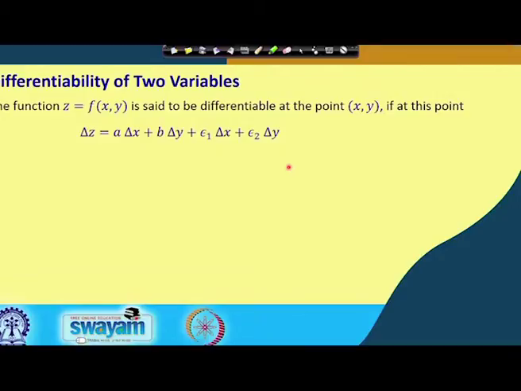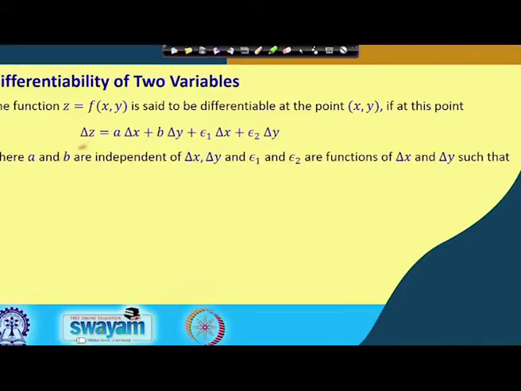This is just the extension of the definition which we have used for functions of one variable. In this case again a and b are independent of Δx and Δy, and ε1 and ε2 must go to 0 as Δx and Δy go to 0. Again we have this linear term and then the nonlinear term, because we do not know the dependency of ε1 and ε2 on Δx and Δy. So, we have the linear term here plus the rest.